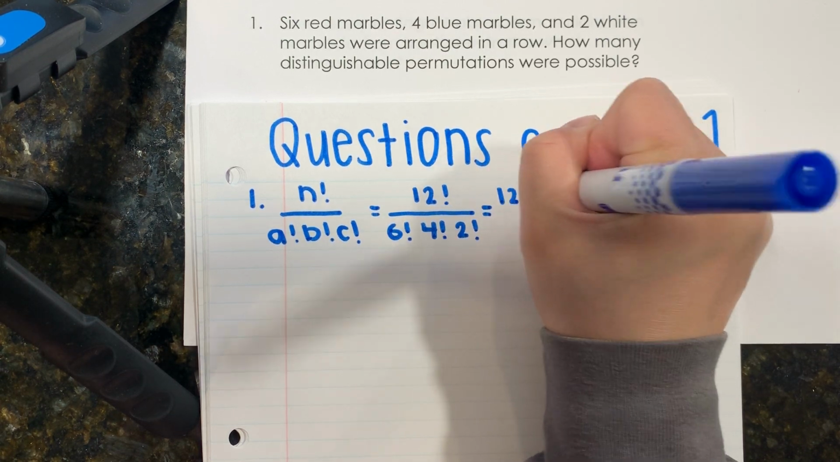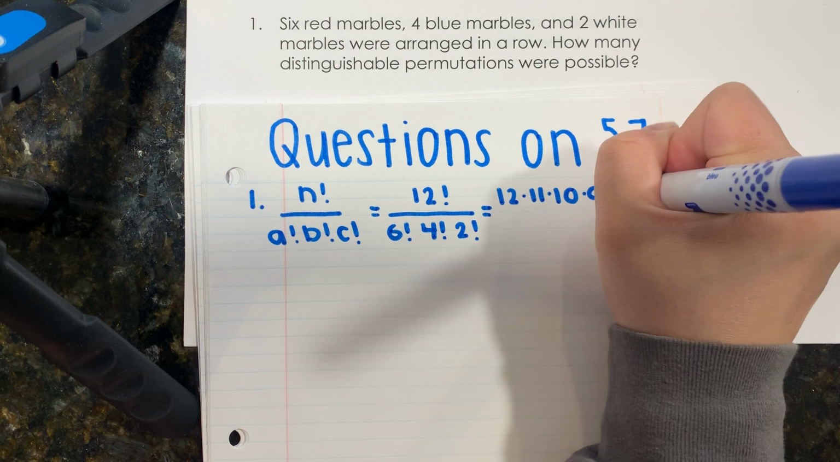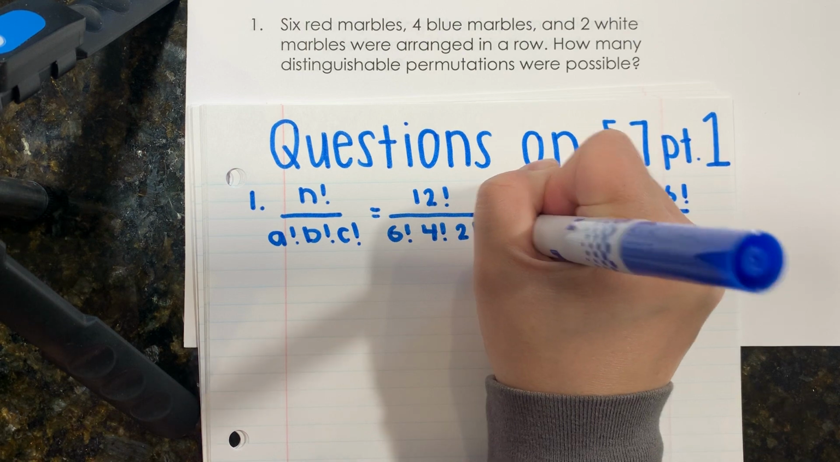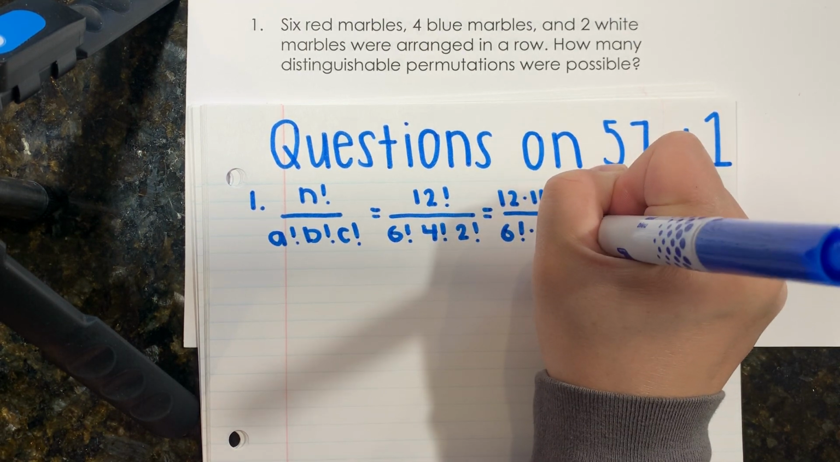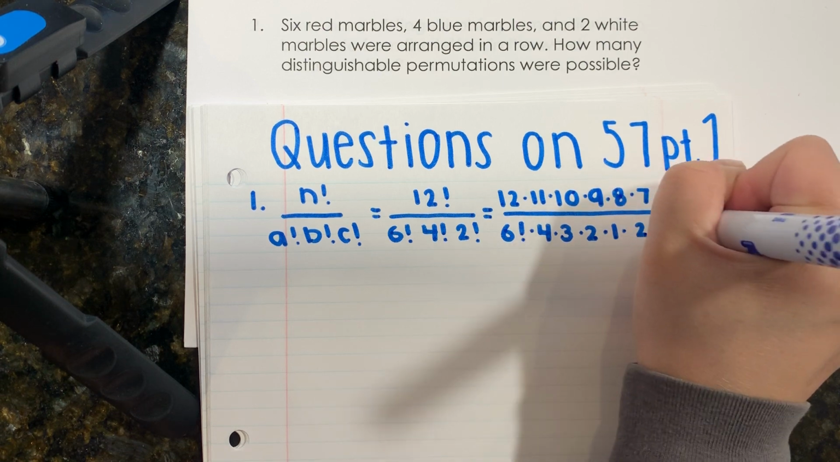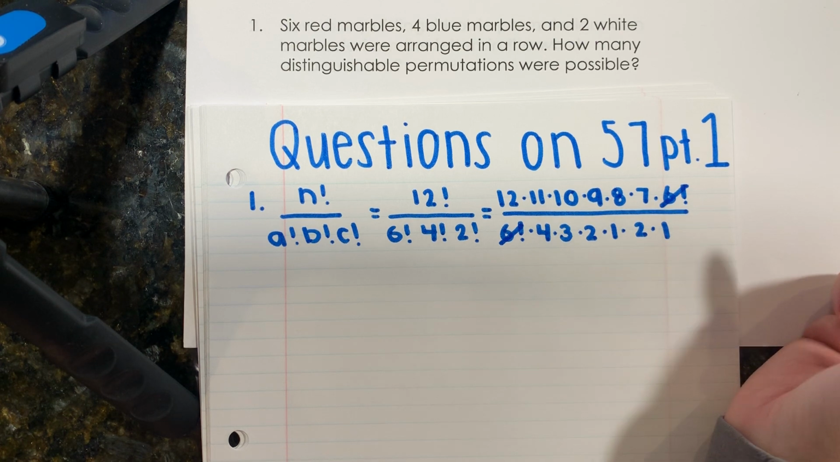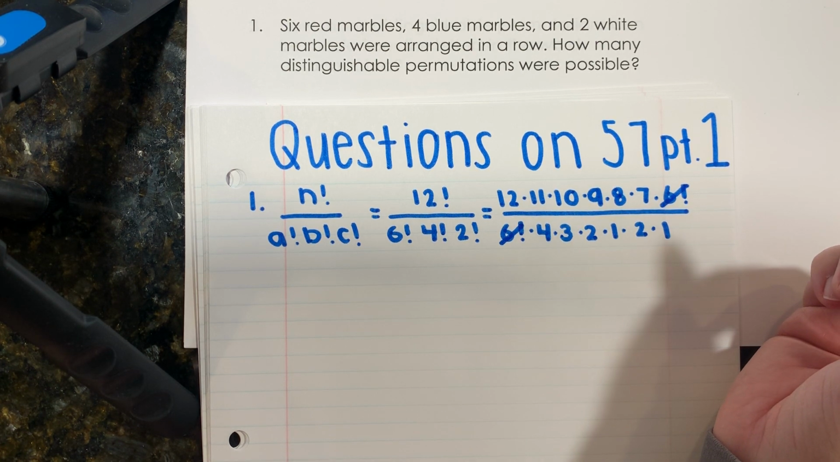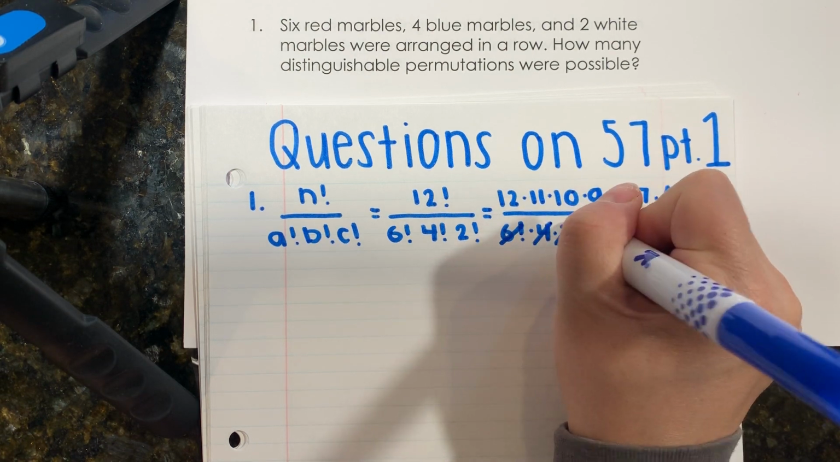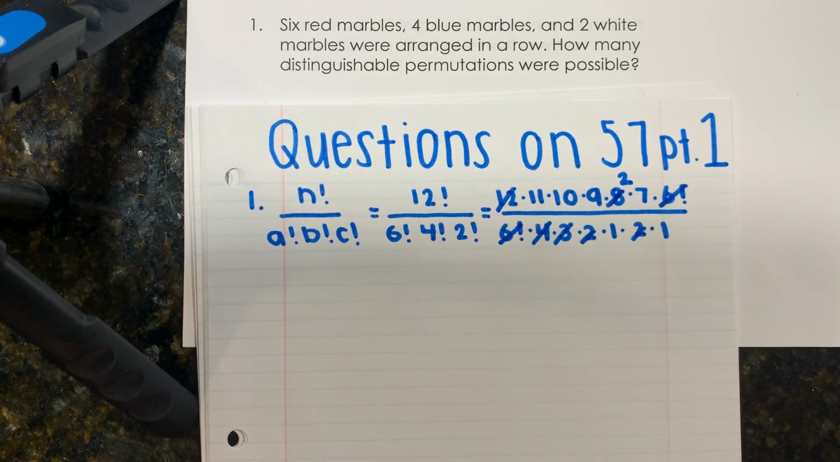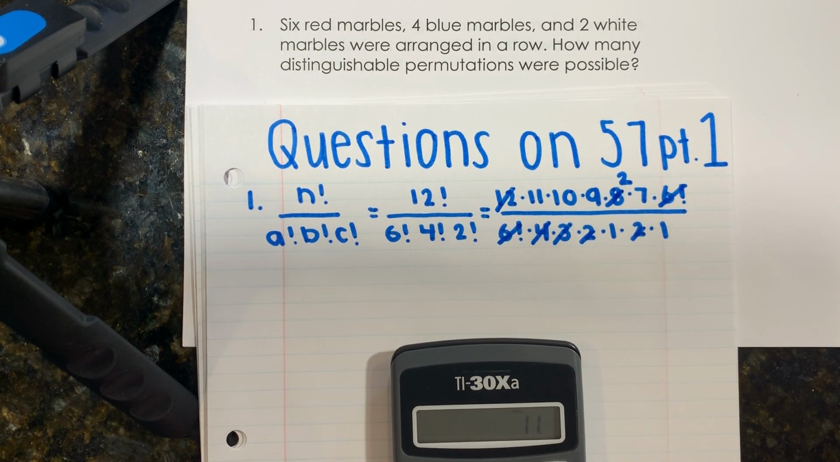So 12, 11, 10, 9, 8, 7, and then 6 factorial over 6 factorial times 4, 3, 2, 1 times 2 times 1. So the 6 factorials would cancel. Then 4 times 3 is 12, and then 2 times 2 is 4, so this would make this 2. So that would be 11 times 10 times 9 times 2 times 7.